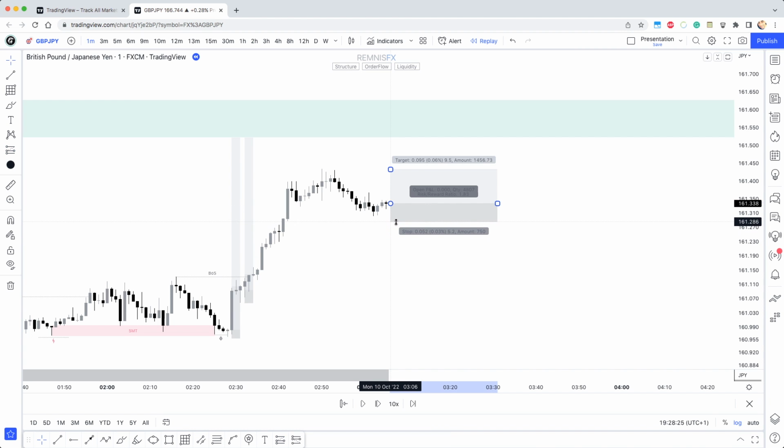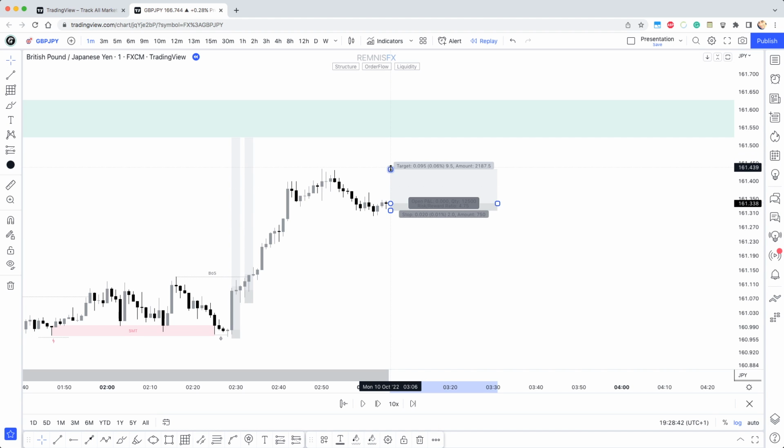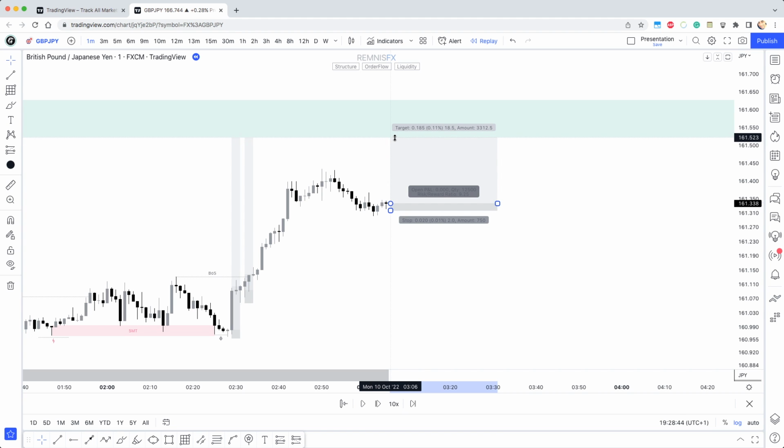Okay, and you can be conservative and have like a 4 pip stop loss beneath this candle wick, but I'm pretty confident, so let's make that perhaps 2 pip, right? And then target this area also.